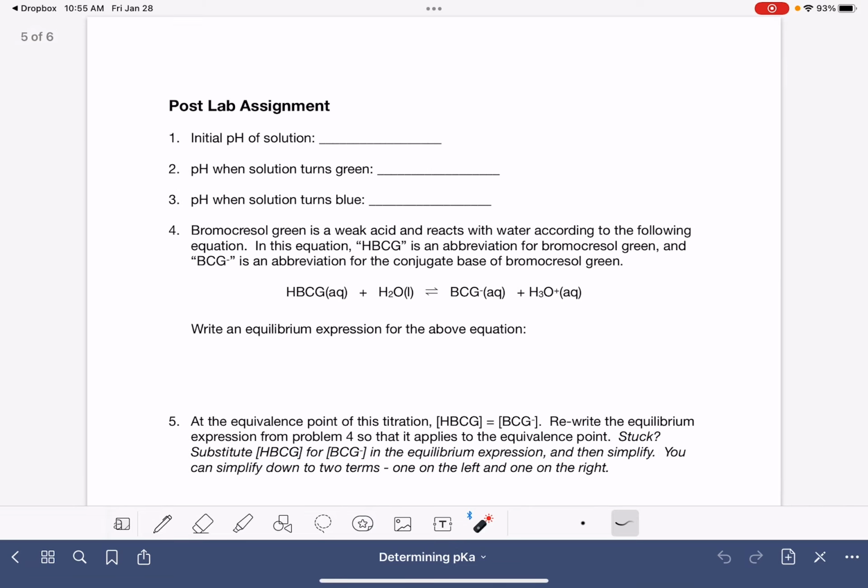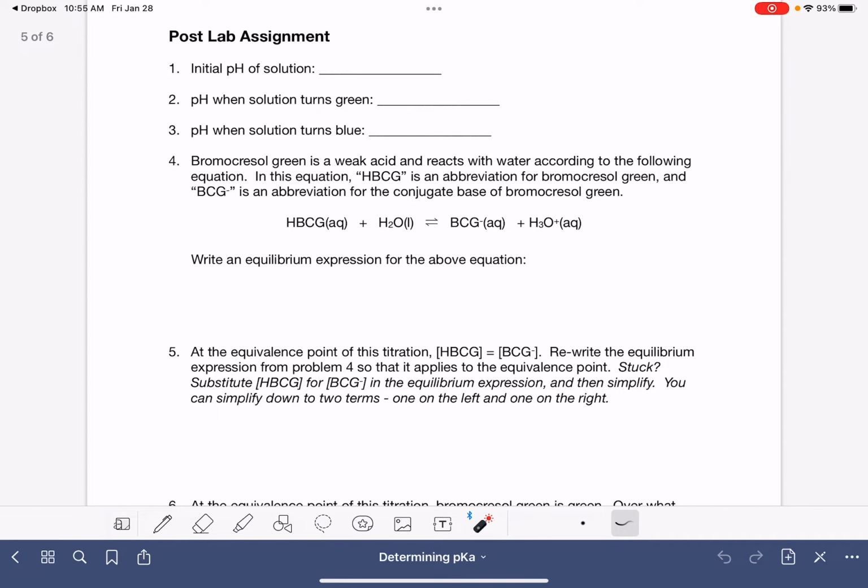I'm going to give you some tips for PostLab 8, determining pKa. The first 3 questions on the PostLab are just you recording pH values from the experiment. Question number 4 gives you the chemical equation for the reaction that took place during the titration. A lot of the substances are being abbreviated because their formulas are very big.